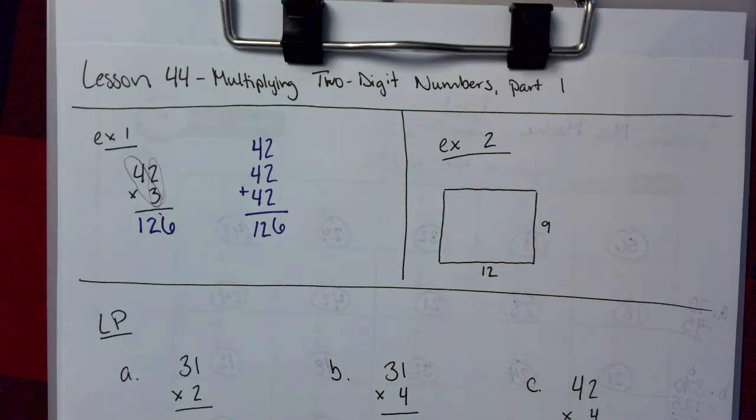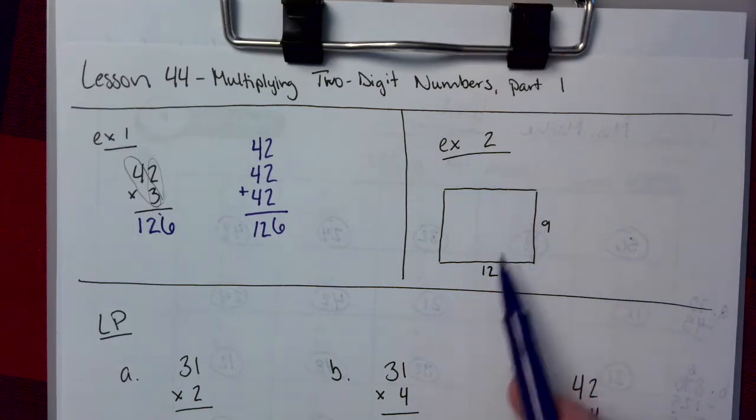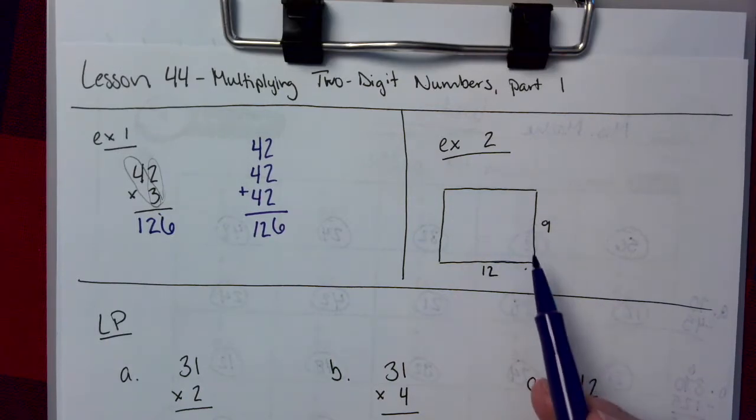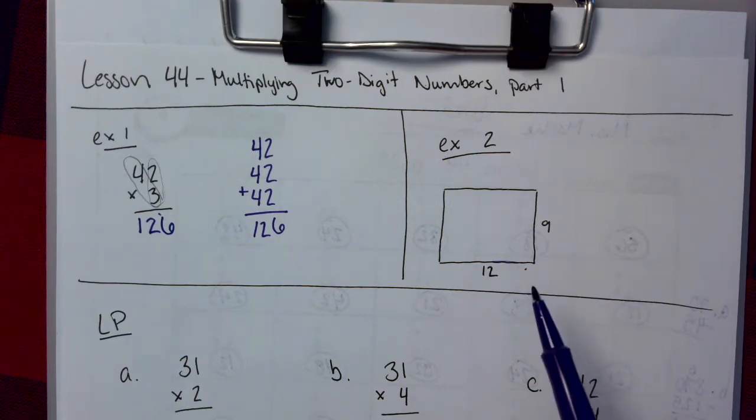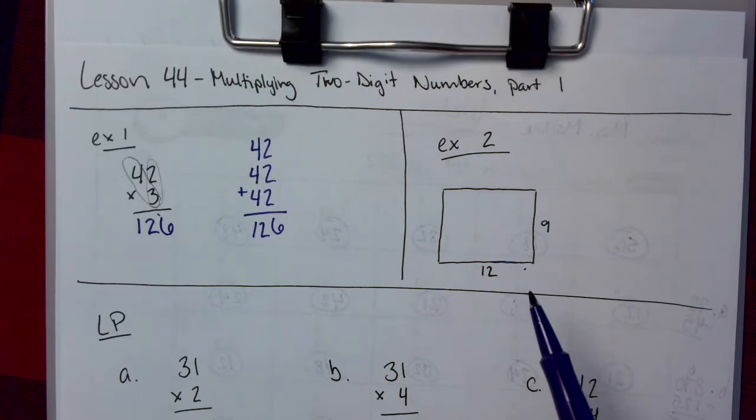Example 2 says the walls of the bedroom have already been painted. The rectangular ceiling measures 12 feet by 9 feet and still needs to be painted. Each quart of paint covers 120 square feet. Is 1 quart enough to paint the ceiling?